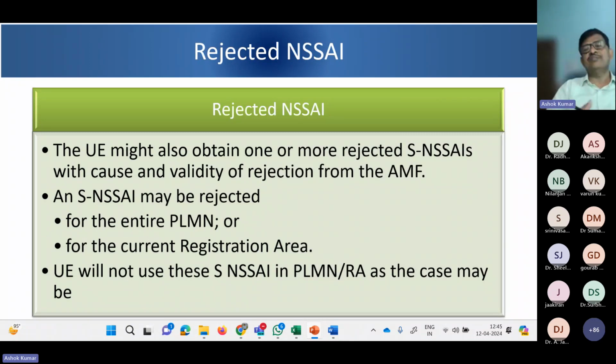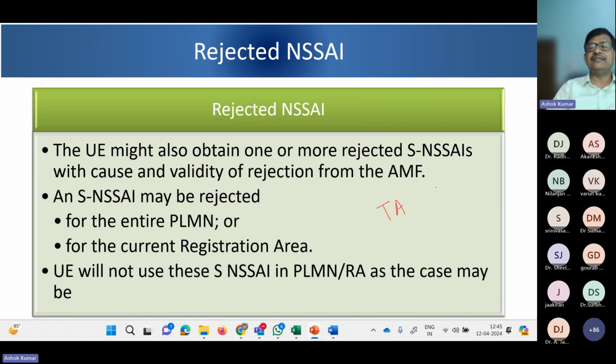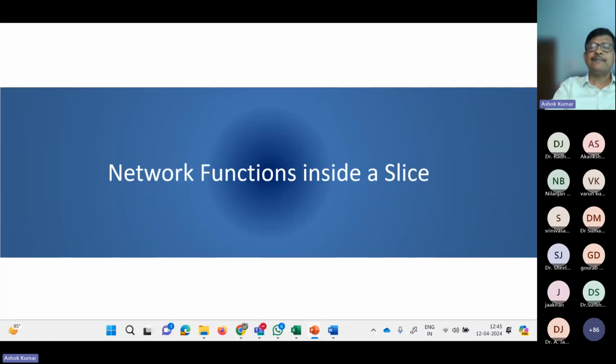There is also a concept of rejected slices. Basically, that means in a particular registration area or tracking area, or maybe in the entire network, some slices are rejected for a UE. That information is also passed on to the UE so that the UE is not requesting that slice. So these are different terminologies or concepts in 5G. Okay, any questions so far? With these backgrounds, I think I'll be able to talk about further slides in a better way, and you'll be able to understand.